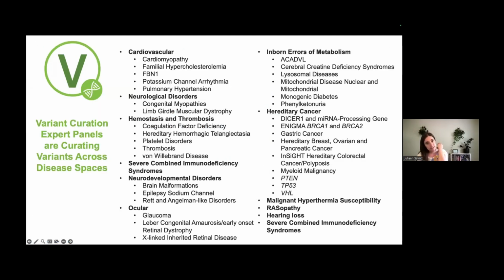ClinGen has a number of variant curation expert panels curating across disease spaces, and I've just listed them here on the slide if that's helpful for folks to see. A number in the cardiovascular space, the cancer space, the metabolism space, ocular genetics, neurodevelopment, and as you can see on the slide, more. And they're really trying to work, as I said, to reduce uncertainty and resolve variants that are classified as VUSs or uncertain, or variants that might be classified differently at different laboratories. And detailed health information, as in that last case, can be really useful in better understanding variants.